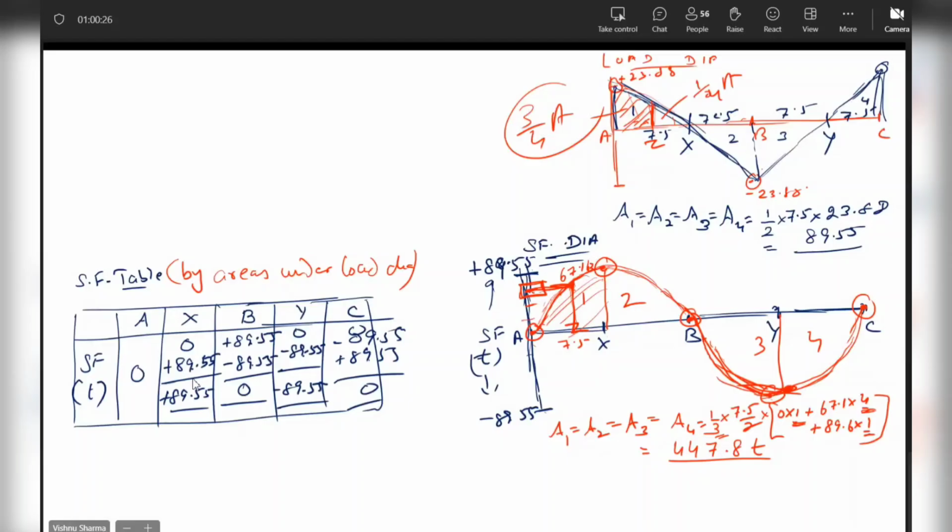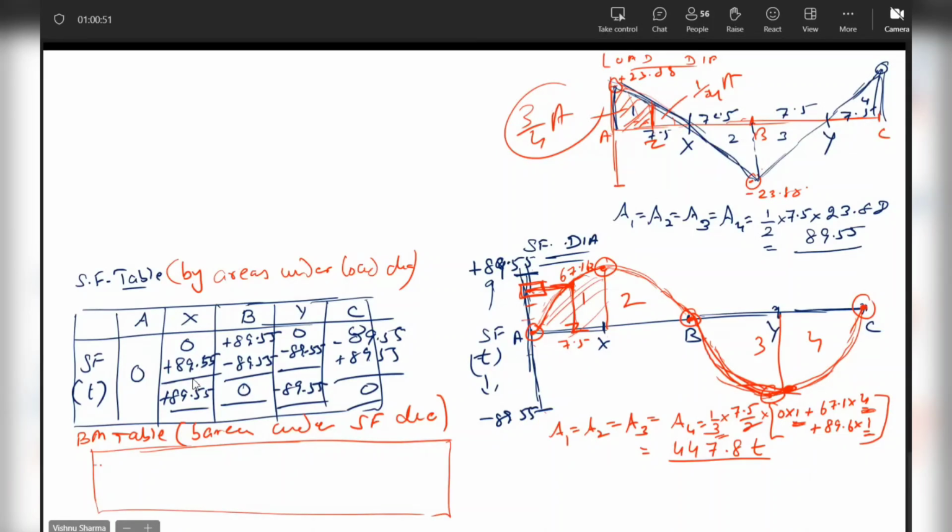Now, guys, I'll make the BM table here, small, and then I'll draw the BM diagram on top. I've cleared that space. BM table by areas under SF diagram. Please write that. Guys, look at the SF diagram. Do I need to have any extra point for the BM diagram, BM table? Please tell me yes or no. Do I need to take any extra point?